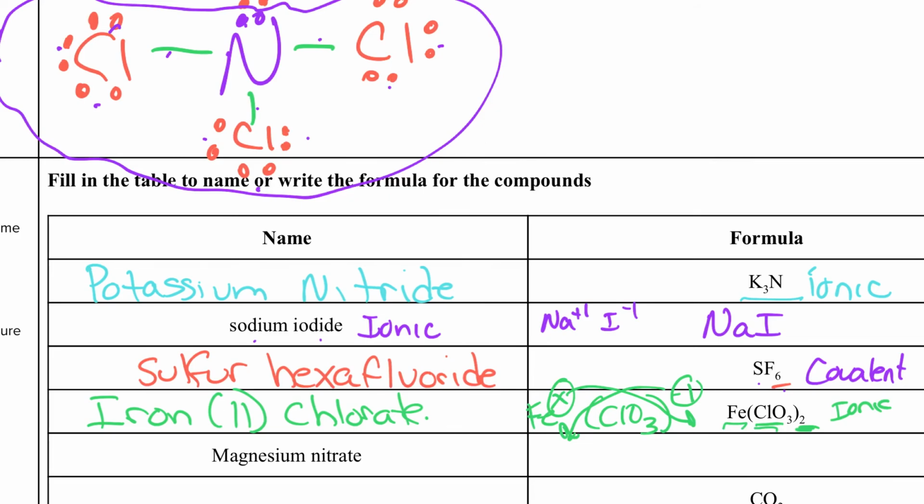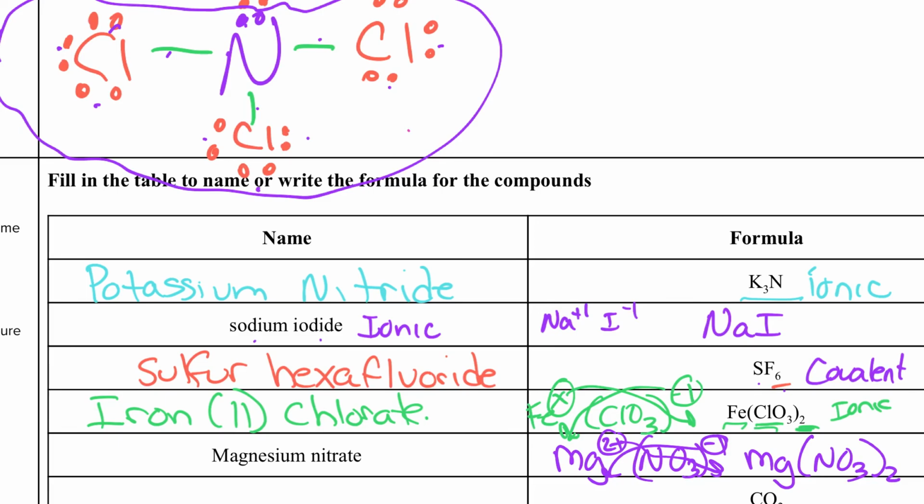The next example is magnesium nitrate. So magnesium is Mg2+, and nitrate is NO3 -1. So our formula would be, when we crisscross them, we get Mg(NO3)2.